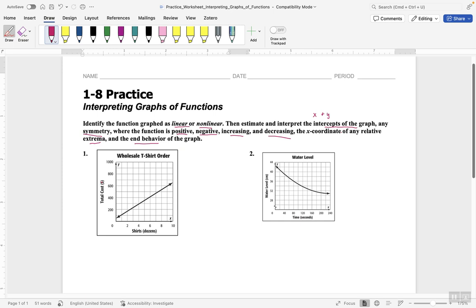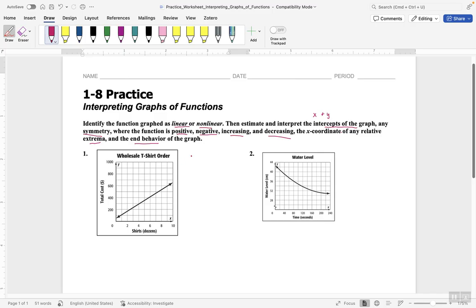So we'll look first at this wholesale t-shirt order. It's the number of shirts down here in dozens and the total cost. So it looks like the more shirts, the more it costs. So let's start out by answering if it's linear or nonlinear. Linear means a line. Nonlinear means like a curve. When I say line, I mean a straight line. And then nonlinear would be a curve.